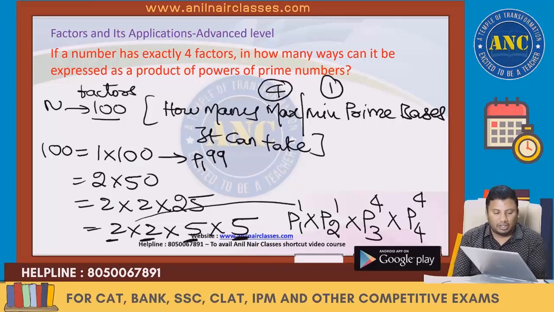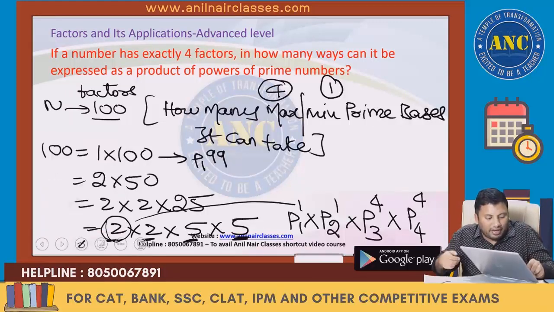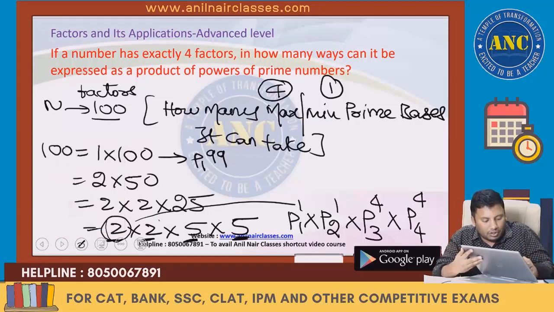100 is 1 into 100. 1 into 100 is 2 into 50. 50 is 2 into 25. 25 is 5 into 5. In total I can decompose it into 2 into 2 into 5 into 5.